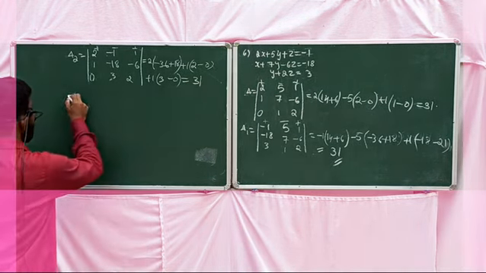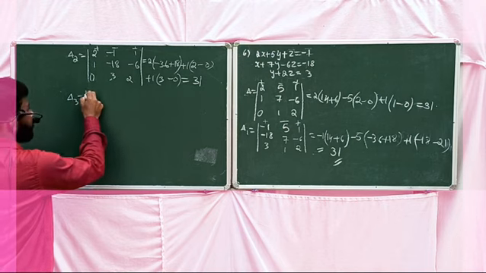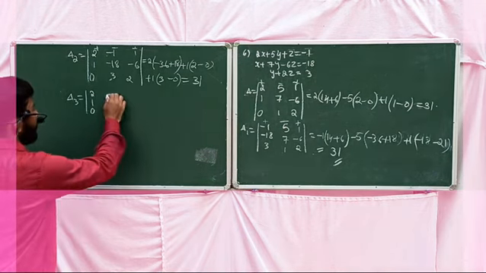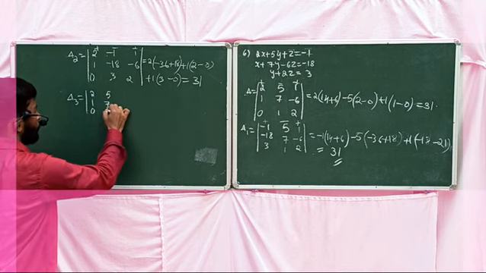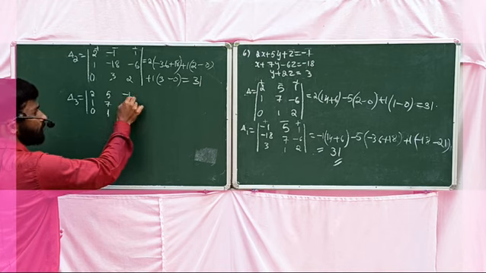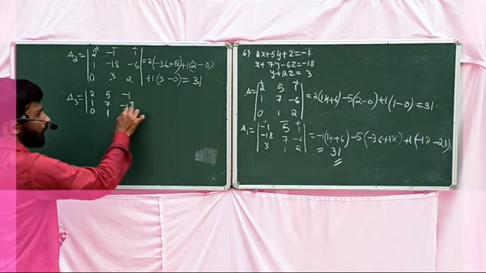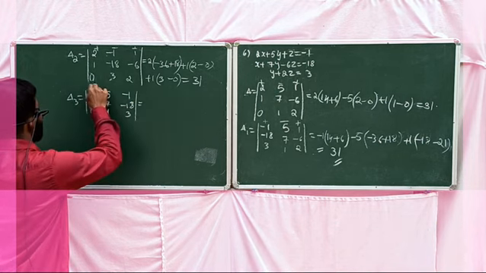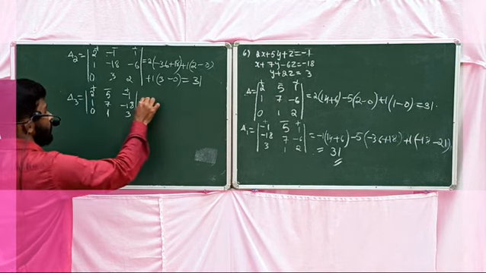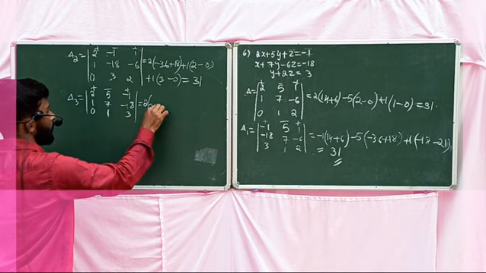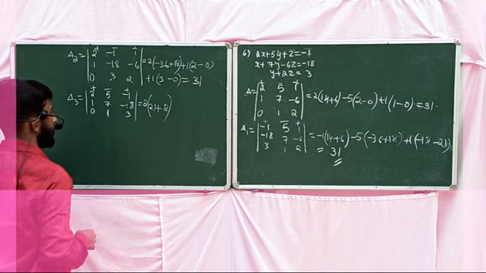Next delta 3. Delta 3 is equal to, x value is 2, 1, 0, coefficients of y 5, 7, 1, and coefficient of z is replaced by minus 1, minus 18 and 3. Find the determinant value, it's equal to, put alternative plus minus plus, 2 into 21 minus 18 is there, but here one more minus, so it's equal to plus 18.